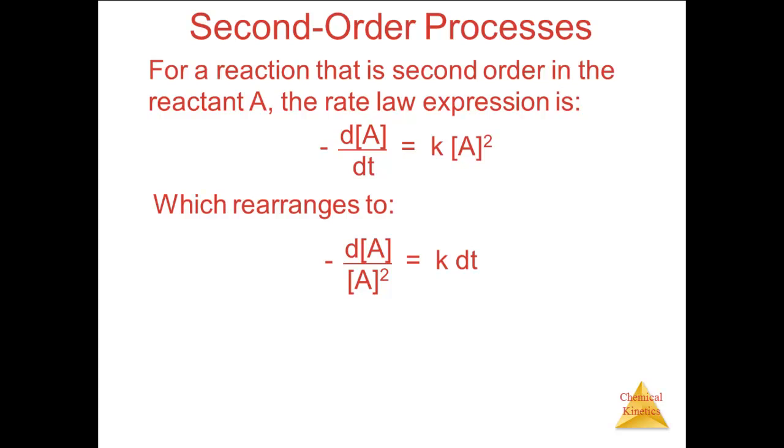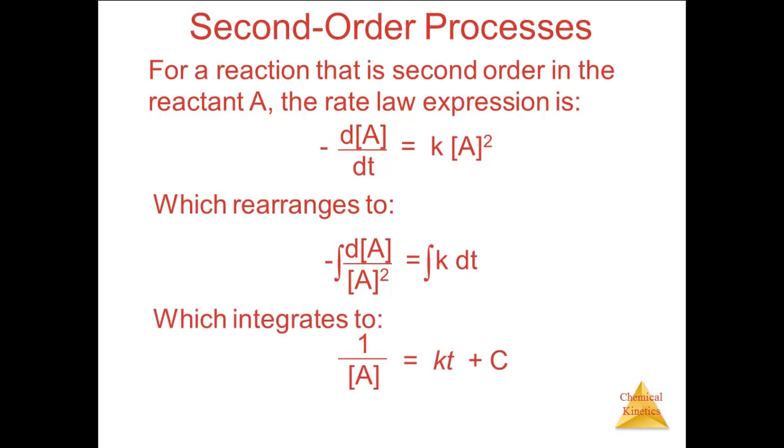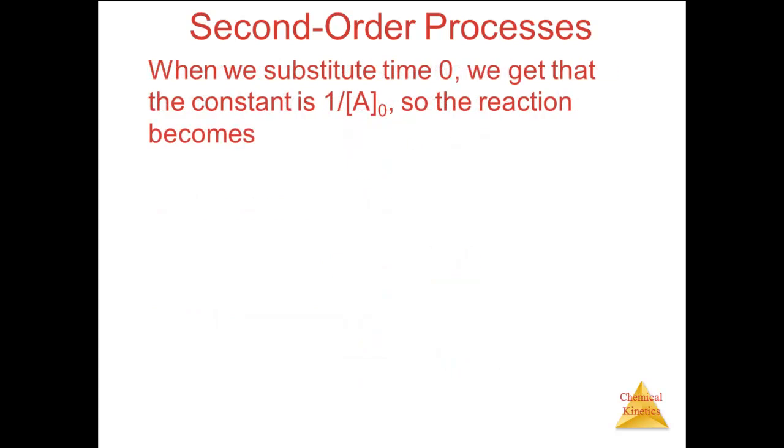minus change in concentration of A over the concentration of A squared equals K times the change in time. When we integrate this, we get 1 over the concentration of A equals KT plus C. When we substitute time 0, we get that the constant is 1 over A sub 0, that is the initial concentration. So the equation becomes 1 over the concentration of A at time t equals K times T plus 1 over the initial concentration of A.